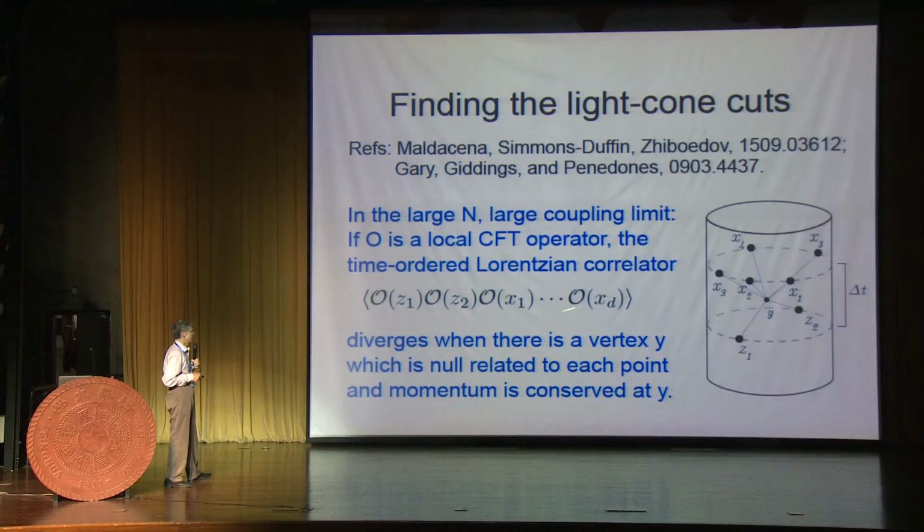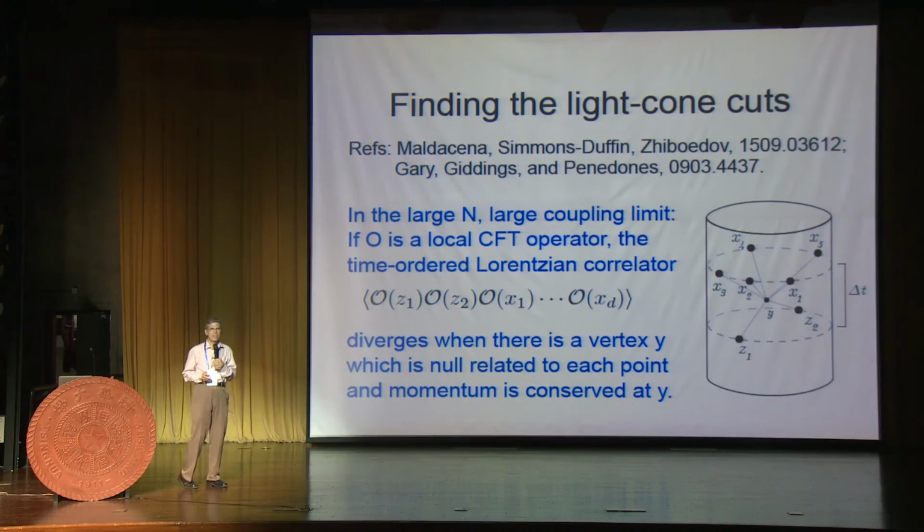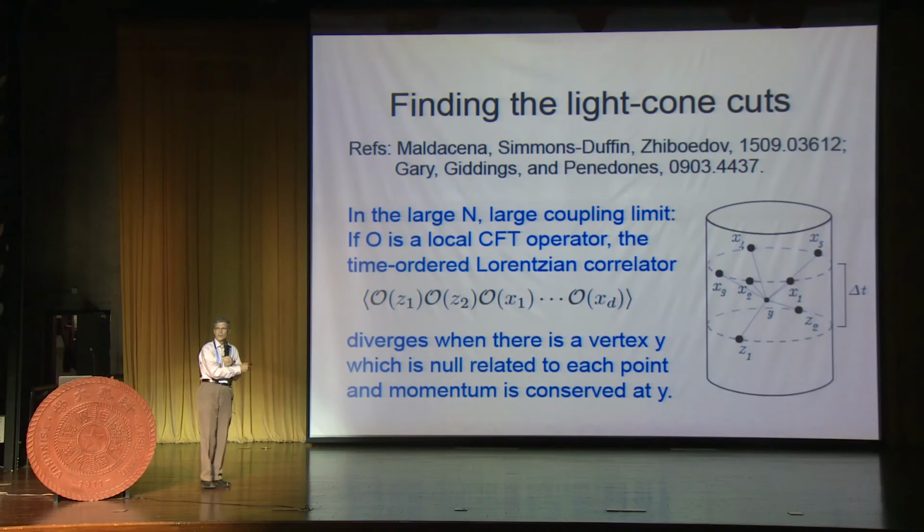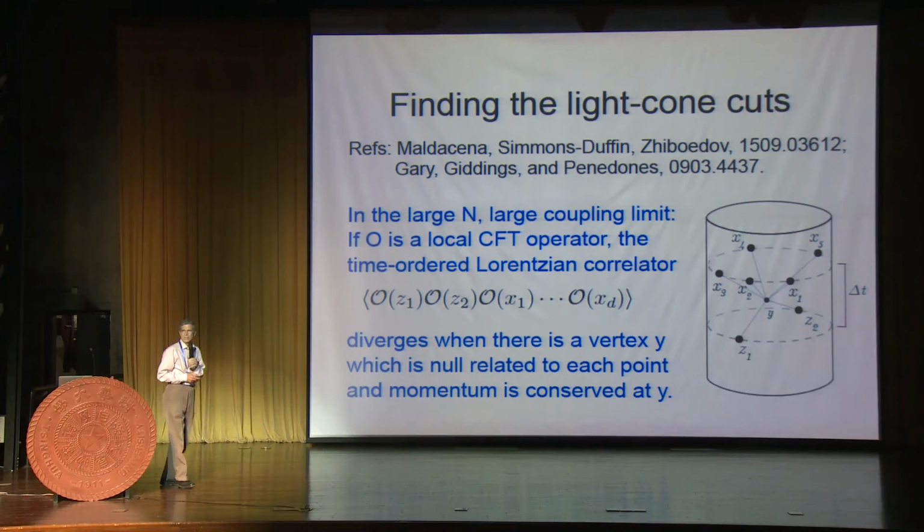So when this correlator diverges, of course it could diverge because of diagrams like that with the vertex y on the boundary. That would be an ordinary CFT type divergence, and we're not interested in that. So if the correlator diverges for boundary points, these x's and z's, and there is no boundary point y which satisfies these conditions, then there must be a bulk point. And so this is how you can identify a bulk point by singularities in these Lorentzian correlators.